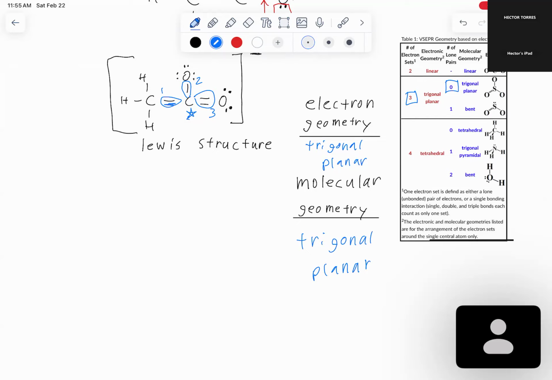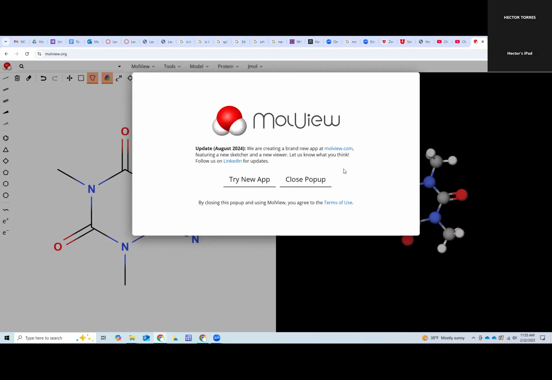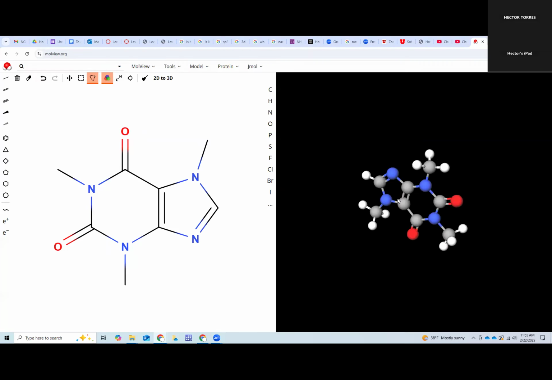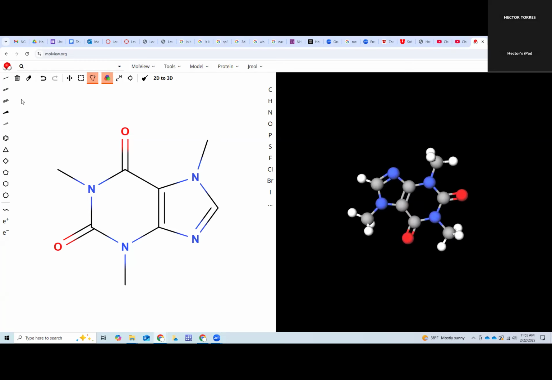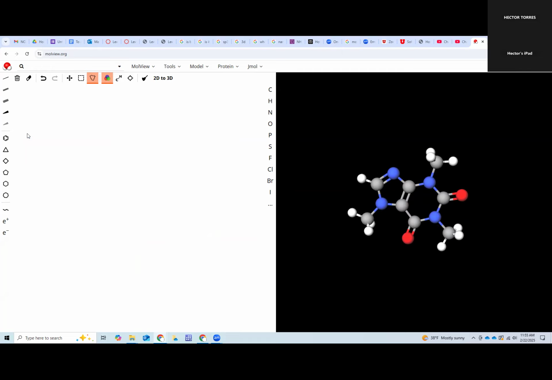Okay, and the last step that we're going to do is look at this in a 3D model. I'm going to do that using an app called MolView. This one's really nice because it is free and you can look at any atom in 3D form. Now, this is a lot more based on organic chemistry, so they aren't going to use the exact Lewis structure we use. Instead, it's going to use a line structure, but we can still use it as well. So I'm going to put in all the molecules.